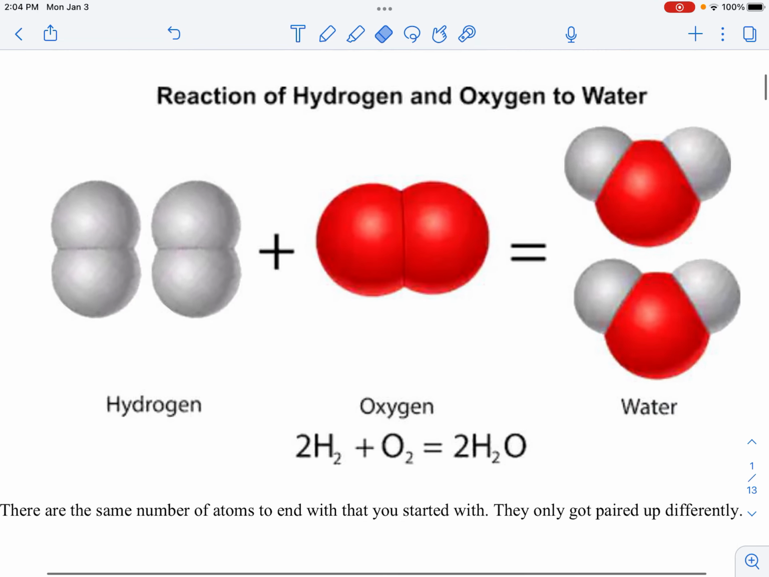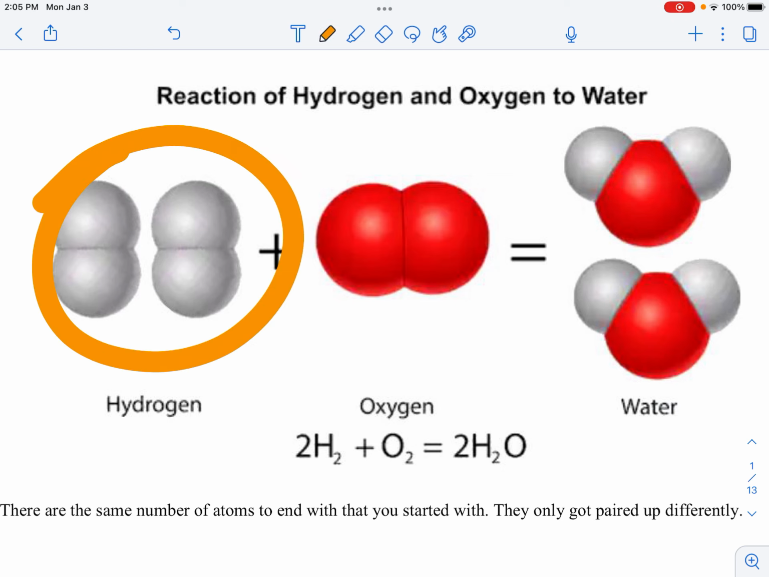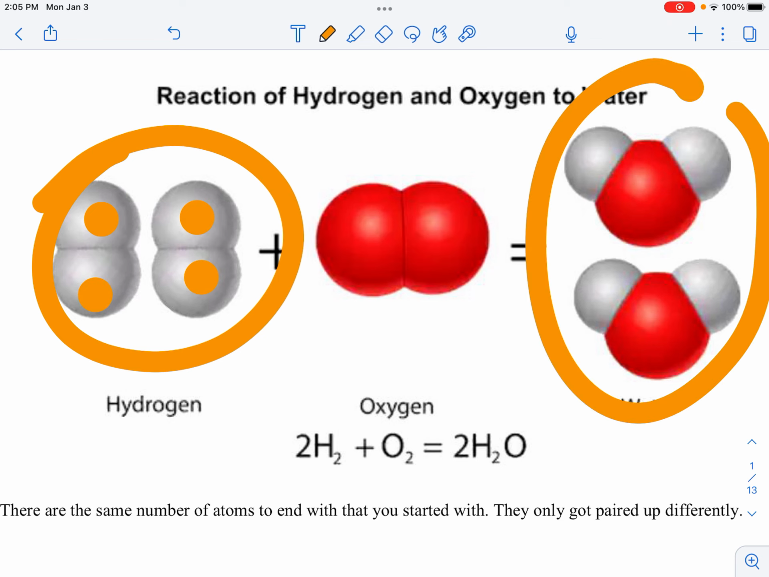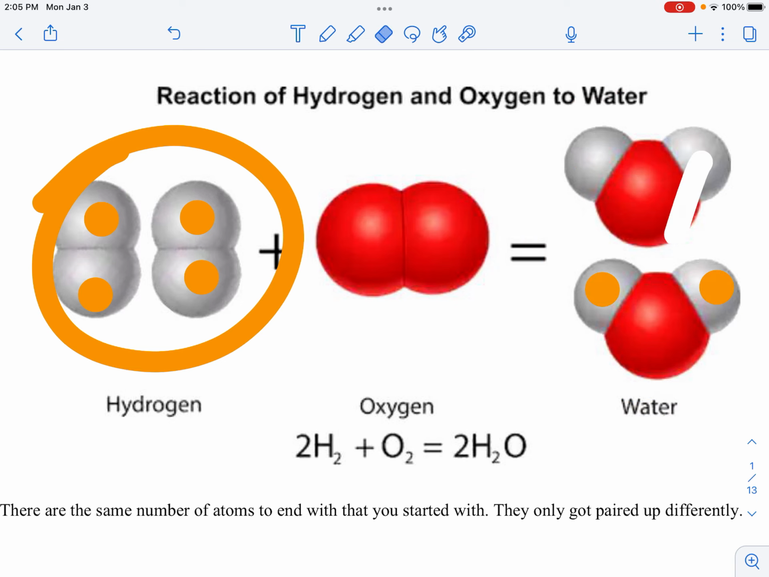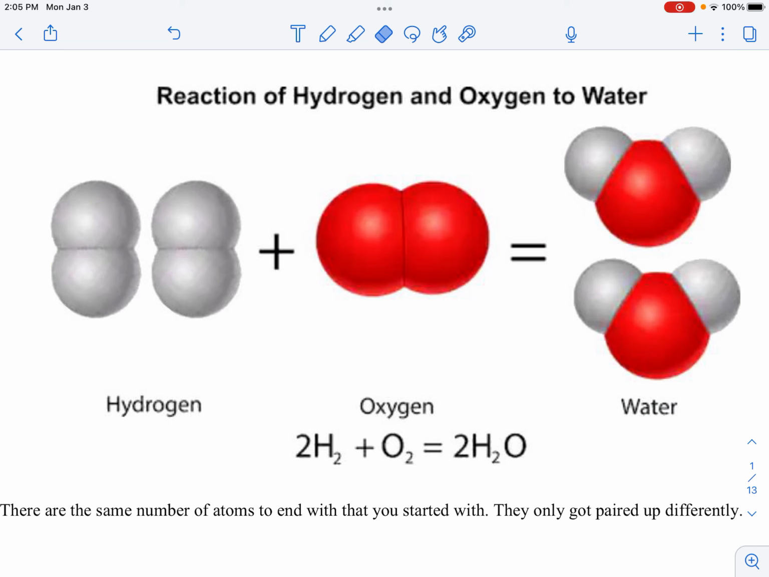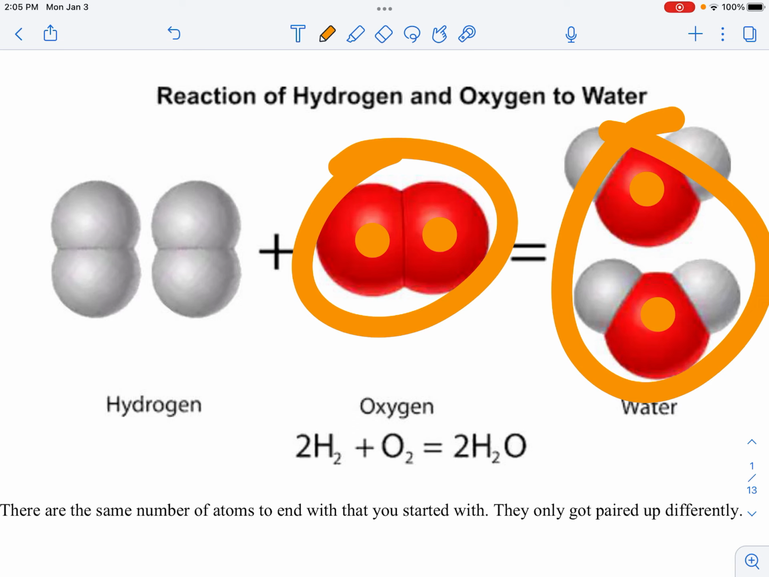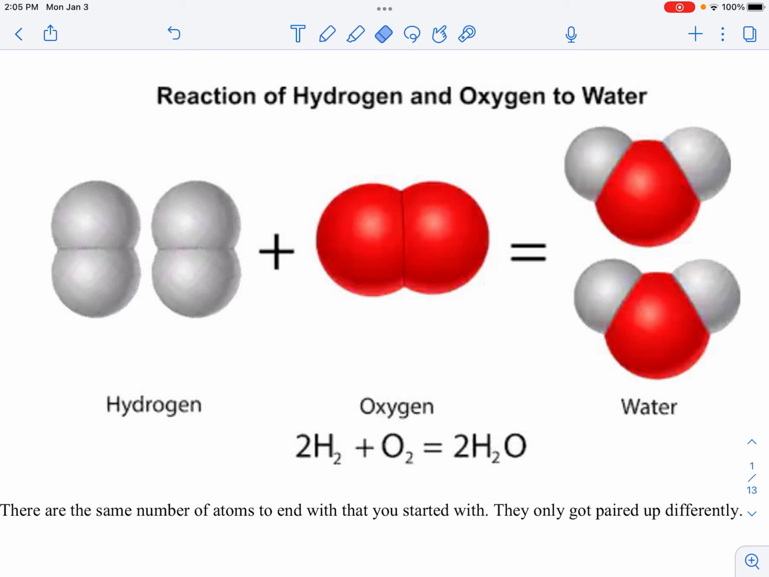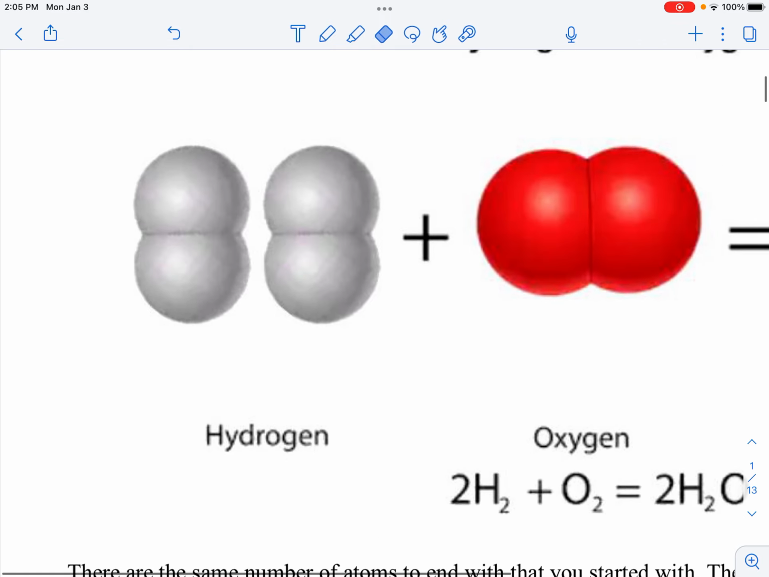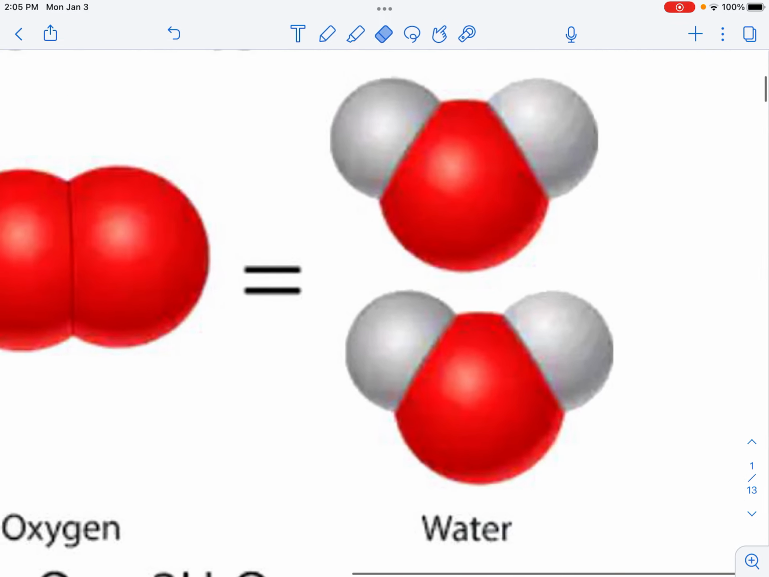Same thing here when you make water out of hydrogen and oxygen. Over here, you've got 4 atoms of hydrogen, 1, 2, 3, and 4. And on the right-hand side, you've got 4 atoms of hydrogen, 1, 2, 3, and 4. So again, the number of atoms and the type of atoms hasn't changed. On the left-hand side you've got 2 oxygens, and on the right-hand side you've got 2 oxygens. So the atoms haven't changed. All we've done is rearrange them. Here, they're separated, and here they are together to make something new.